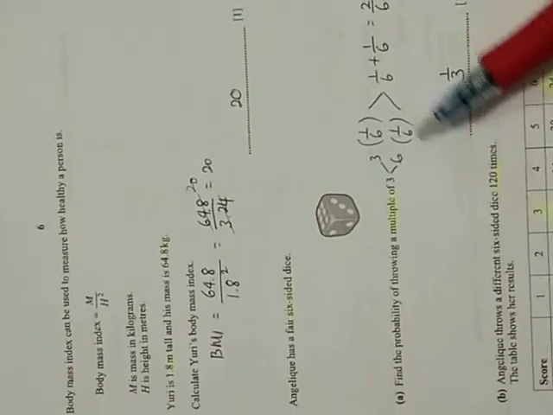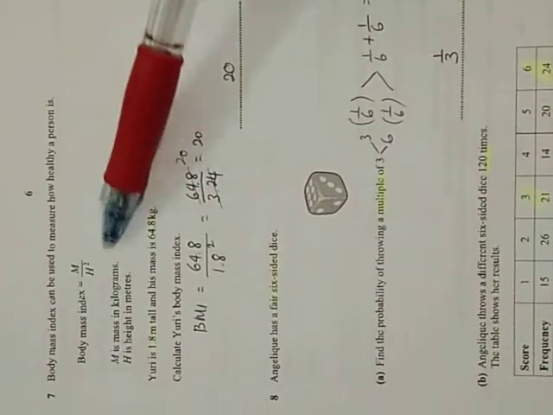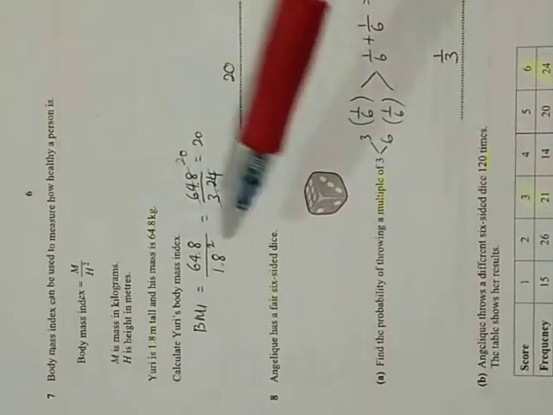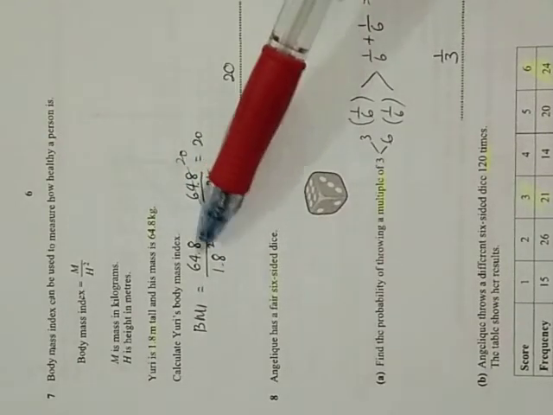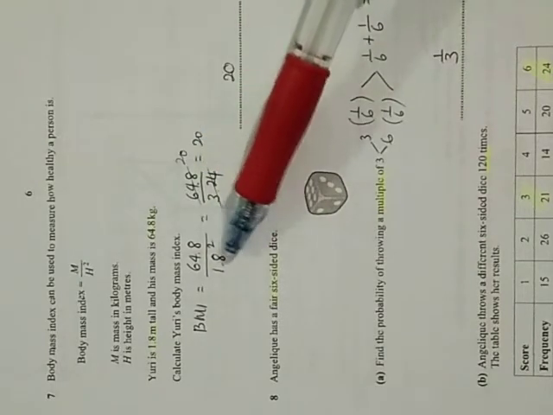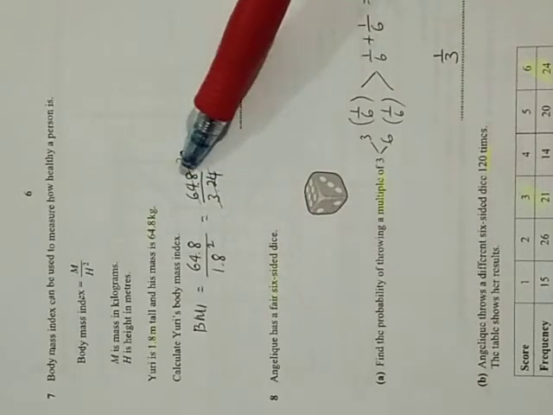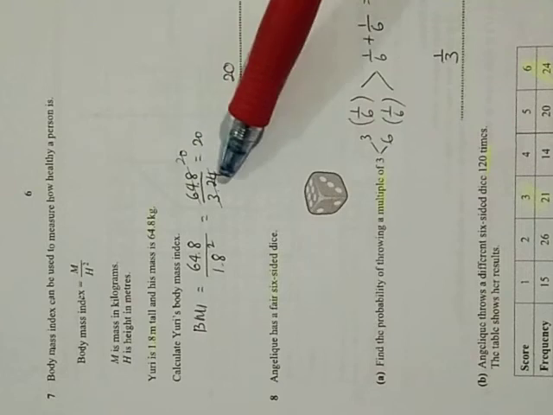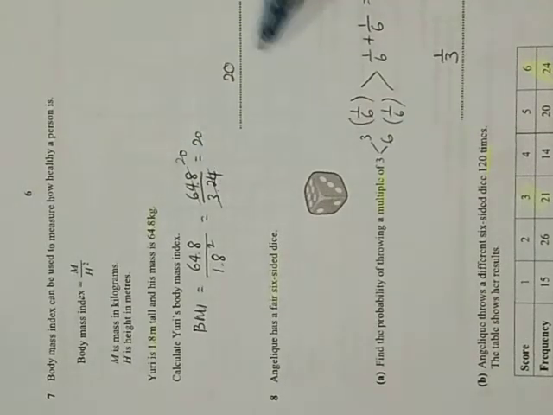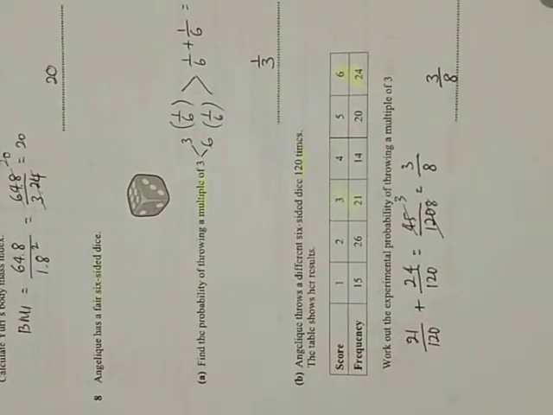Now, question 7. Body mass index, very direct. You just substitute in all the values. So BMI equals 64.4 divided by 1.8². Remember 1.8² is actually 3.24, and these numbers are related to each other. It's actually 20 times. Very simple. You get the answer.